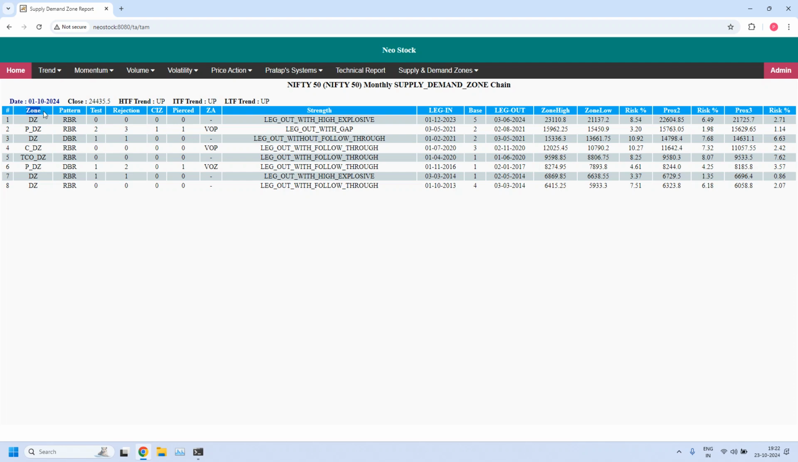Always look into the zone column to find the high liquidity zones, and look into the pierced column to see if any of the zones are pierced. If pierced count is more than 0, it is a pierced zone. And always look into the LTF trend to identify the trend of the current time frame you have selected. Now I selected monthly, so the monthly LTF trend is uptrend. One time frame higher is quarterly, one more time frame higher is yearly. This is the way you have to understand the remaining reports, and also don't forget to pause the video before you proceed with the next report.